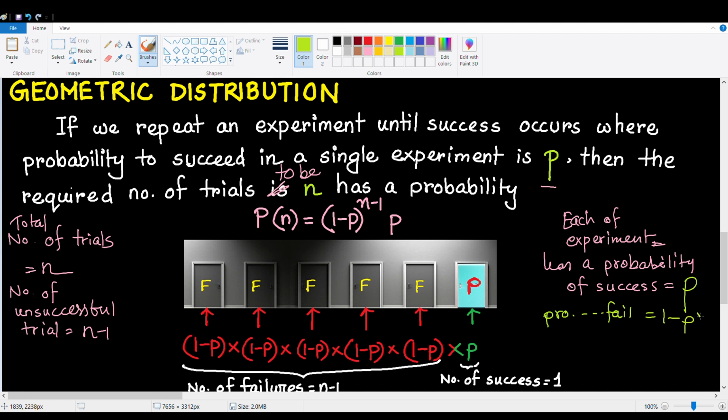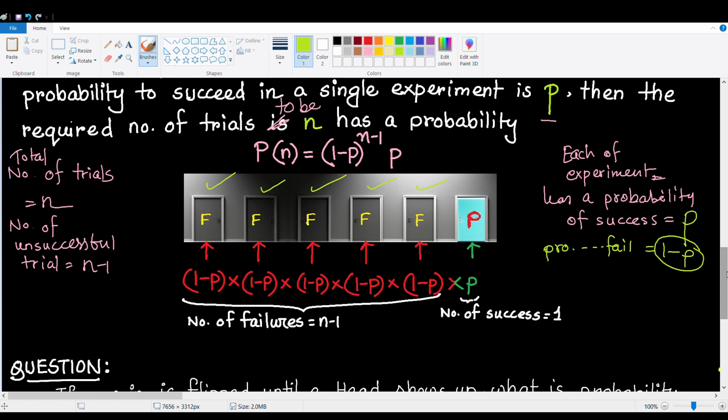So you want to fail for the first n minus 1 times, therefore see, failure, failure, failure, failure, failure. So 1 minus p should be multiplied n minus 1 times, and for the last turn you want to be successful, therefore the probability would be p. Therefore the final result would be 1 minus p to the power n minus 1 times p. I hope you understood it right now.